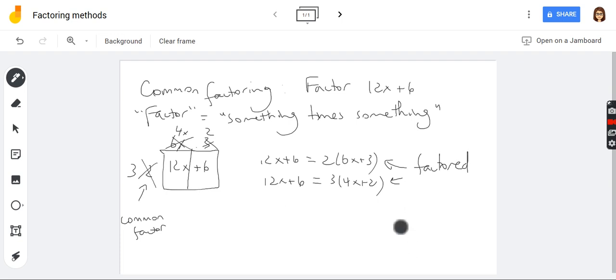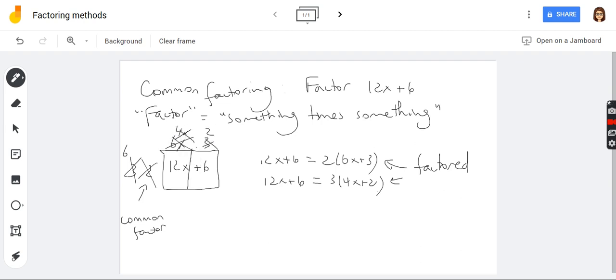Now, to be fully factored, what I want is to find the greatest common factor. These ones are factored, but the bracket, the binomial, can be factored further because there is a common factor between the 4x and the 2. Also, there's a common factor between the 6x and the 3. 3 is a common factor of this bracket. 2 is a common factor of this bracket. So that tells me I can go further. Is there a larger number that divides into both 12 and 6? Yes, there is. The largest number is 6.